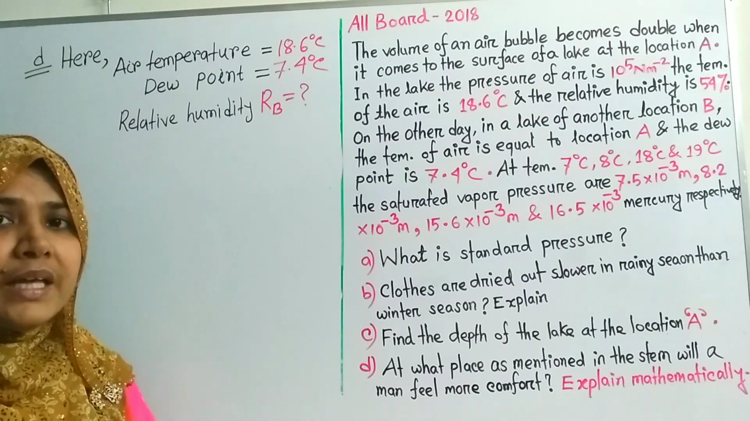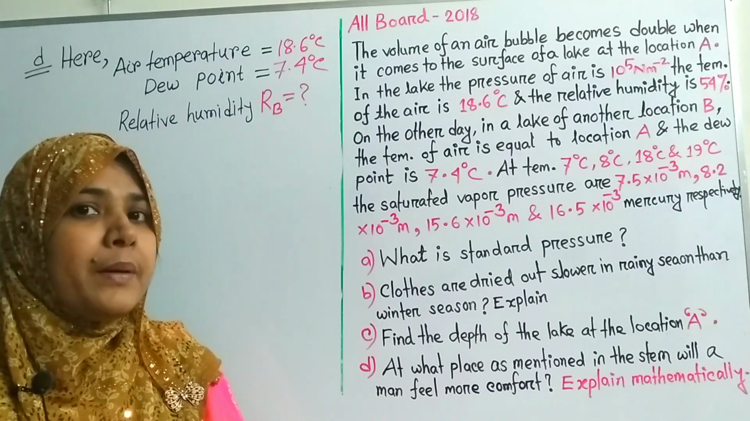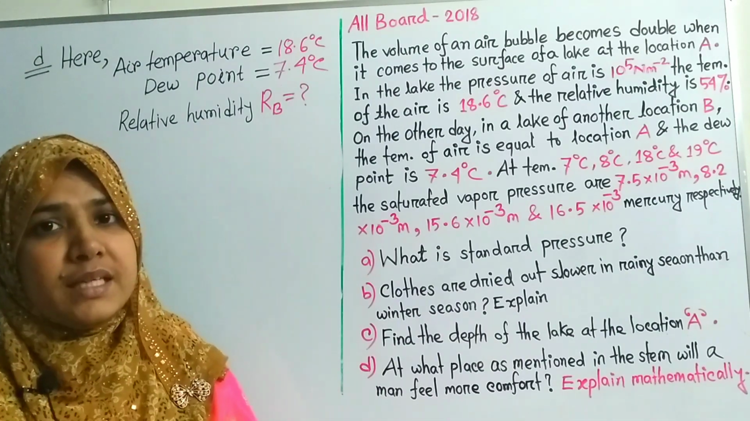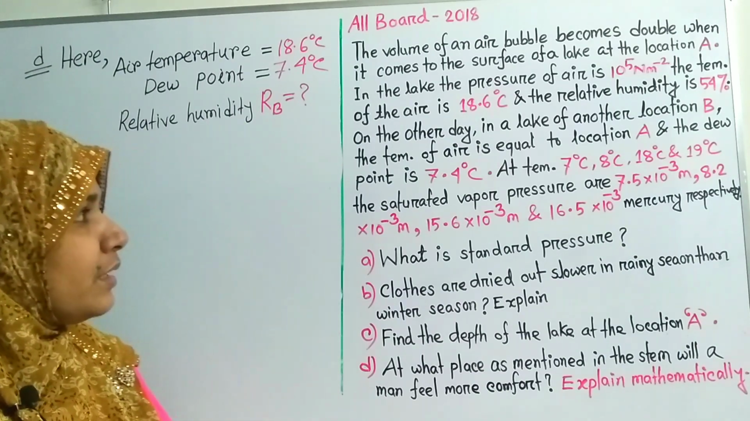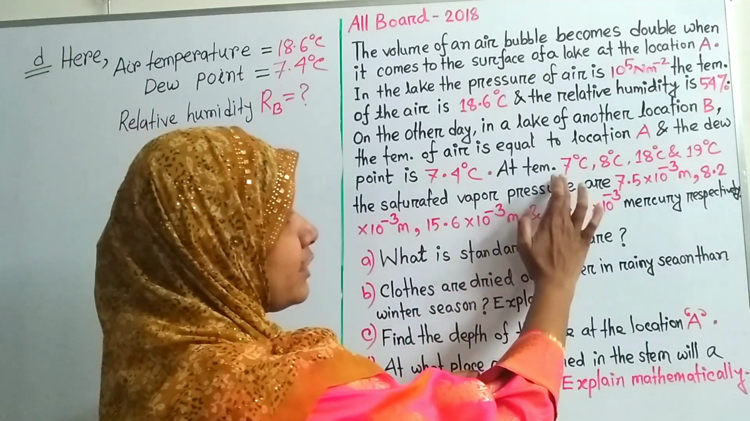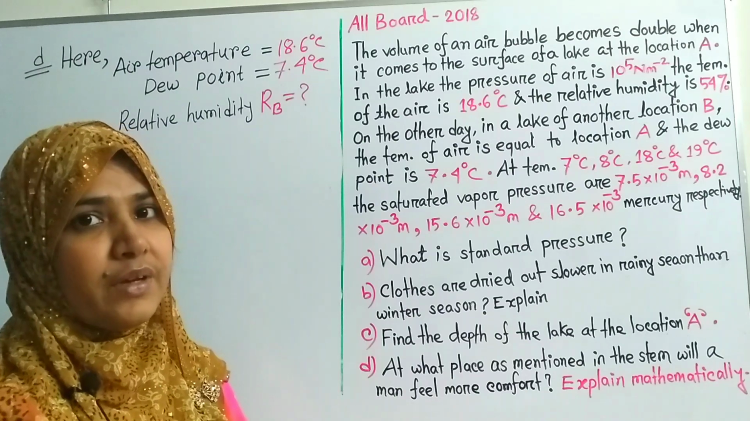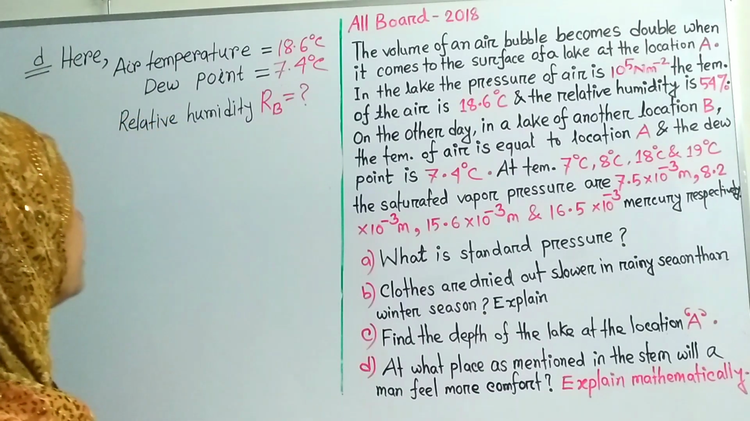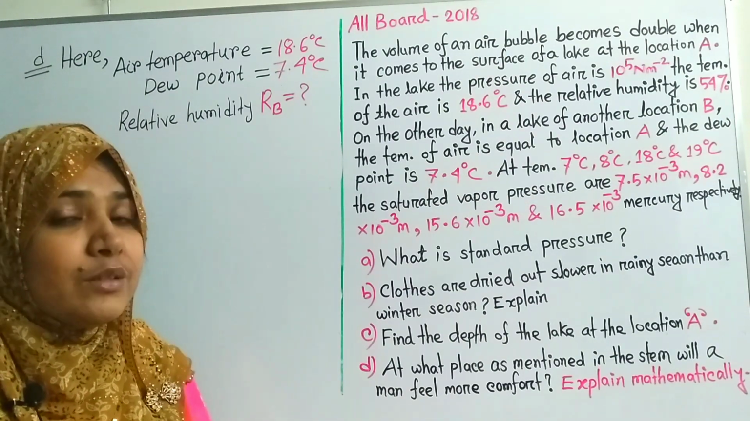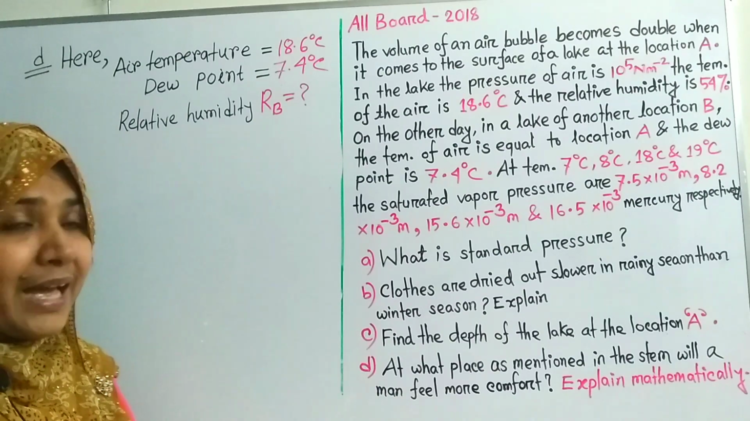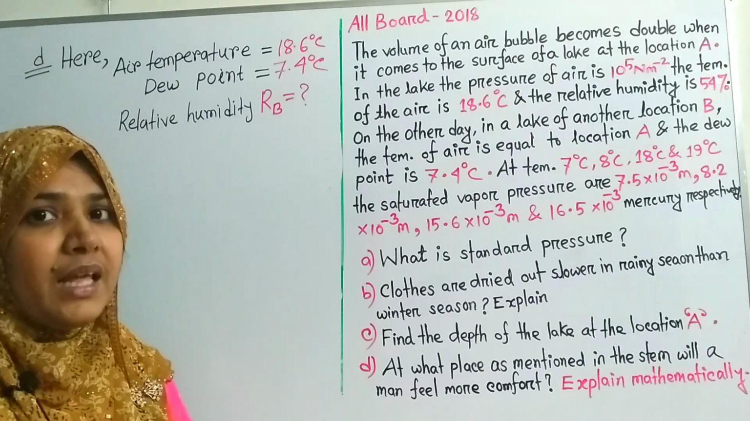Now you know that to measure relative humidity, we need to know the saturated vapor pressure at the air temperature and the saturated vapor pressure at the dew point. Here you can see the given information is the saturated vapor pressure at 7, 8, 18 and 19 degrees Celsius. But the air temperature is 18.6 degrees Celsius, so firstly we need to know the saturated vapor pressure at 18.6 degrees Celsius. That will be the value of capital F.